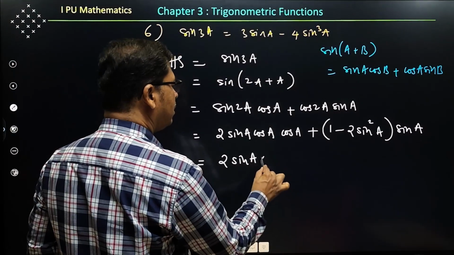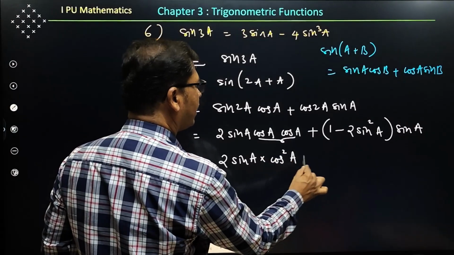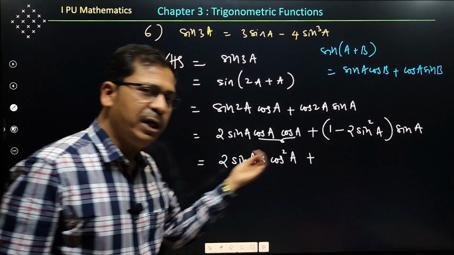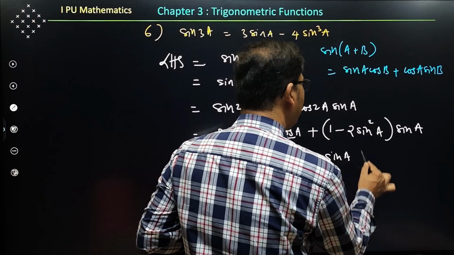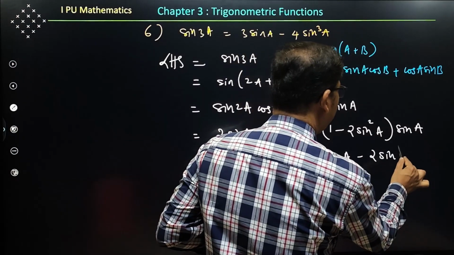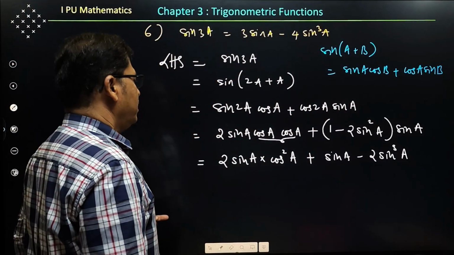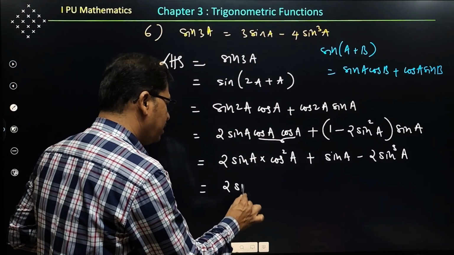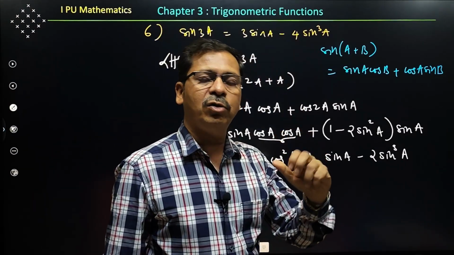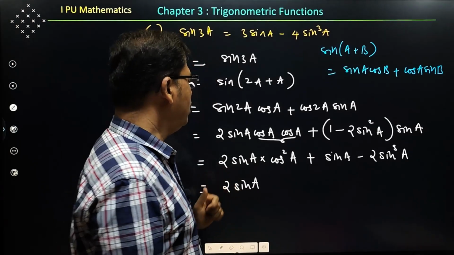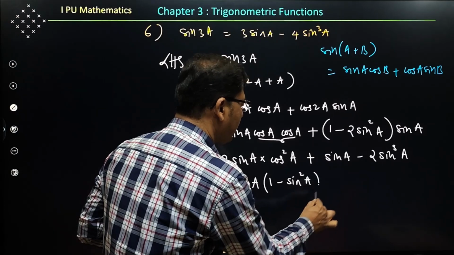See students, cos a into cos a, the product of these two leads to cos square a. Plus sin a, you multiply inside, that is sin a into 1 is sin a. Minus 2 into sin square a into sin a is sin cube a. Once again the same link what I told. Right hand side is purely in terms of sin trigonometrical ratio. So cos square a can be replaced by 1 minus sin square a.